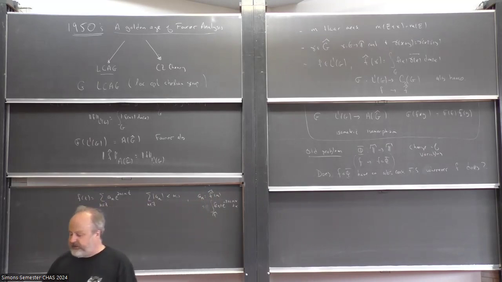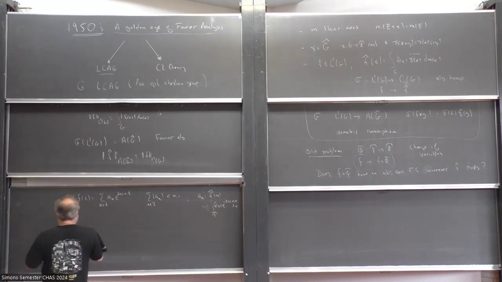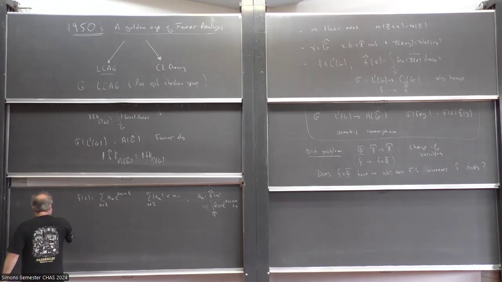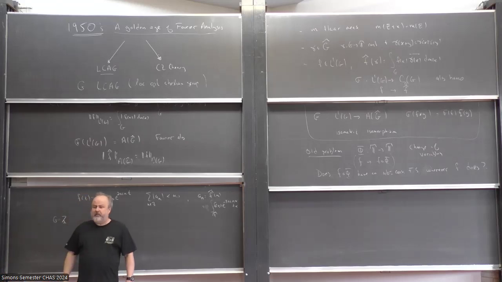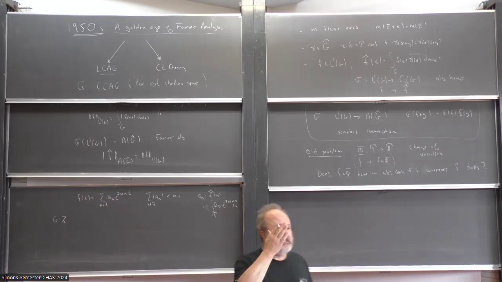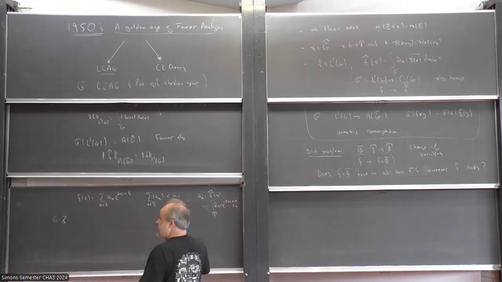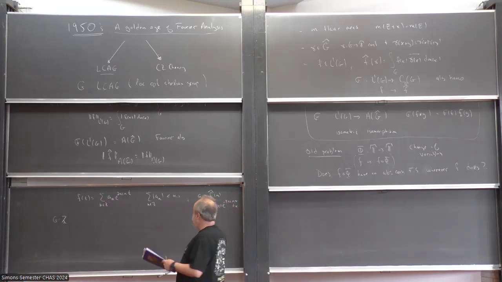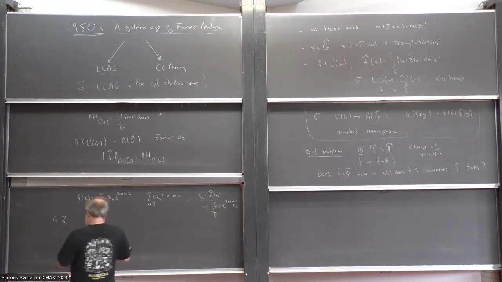So I want to put this in the general context now. What is happening here? My group is the integers. That's the basic locally compact abelian group. The topology here is the discrete topology. Our measure here is counting measure.